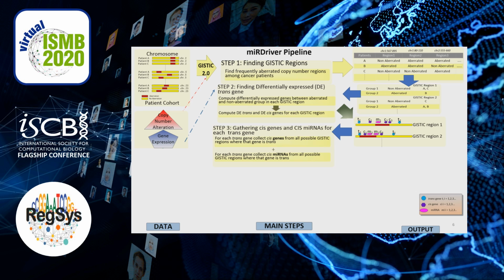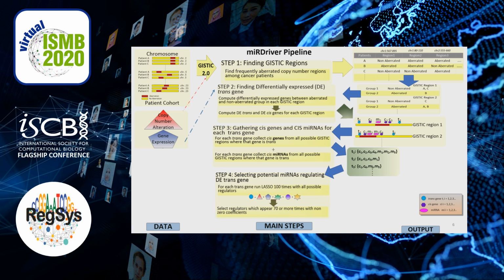In our third step, for each trans gene, we collected all the possible cis genes and cis microRNAs from all GISTIC regions where that gene is trans. After this, in our final step, we selected potential microRNA regulators for each DE transgene using lasso regression. Since transgenes expression can be influenced by other regulators, we integrated copy number, gene expression, DNA methylation, transcription factors, along with microRNA expression datasets.